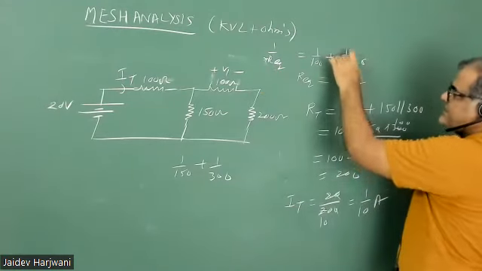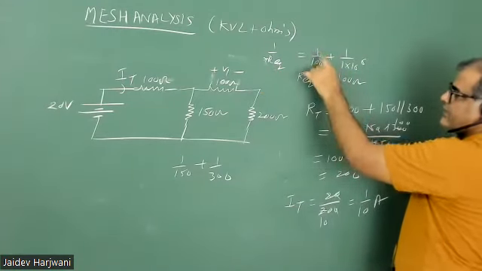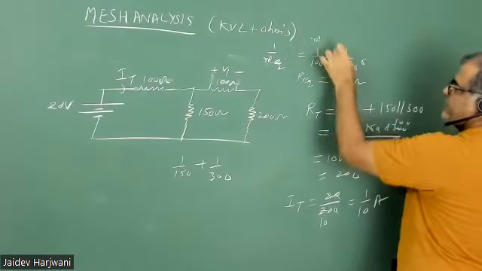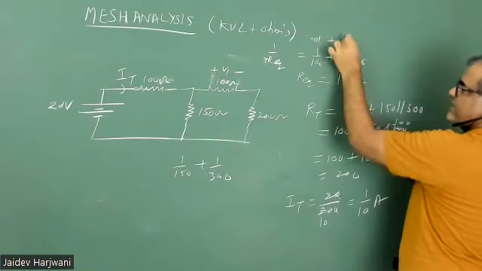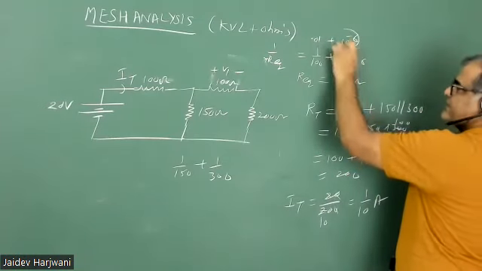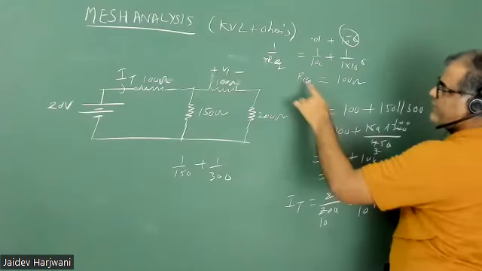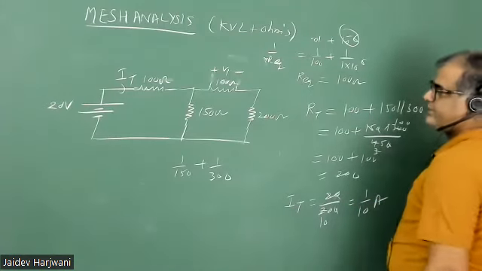This is negligible compared to this one. This will come 10 raised to power 0.01, and this will come 10 raised to power -6. So this is negligible. So 1 by R equivalent is 0.01, so R equivalent is 100.